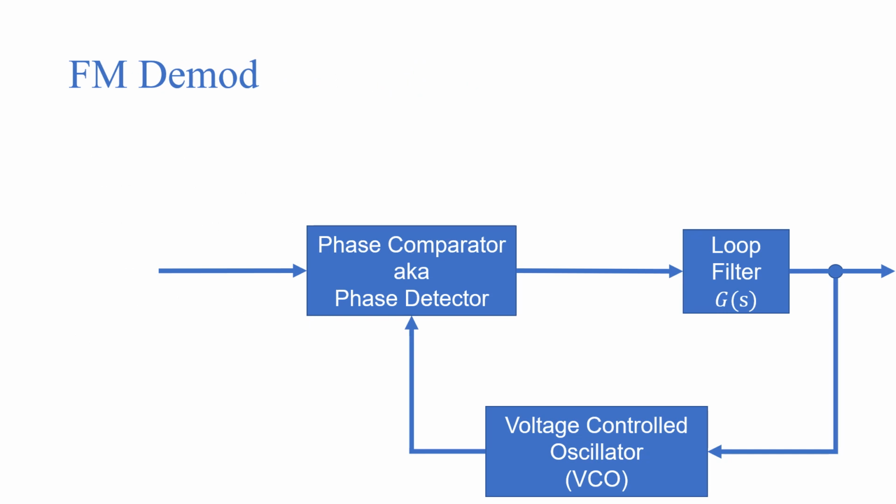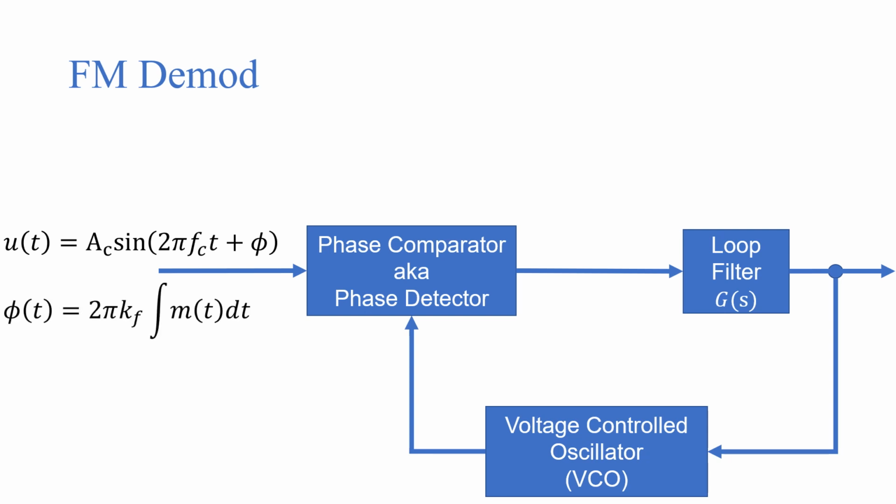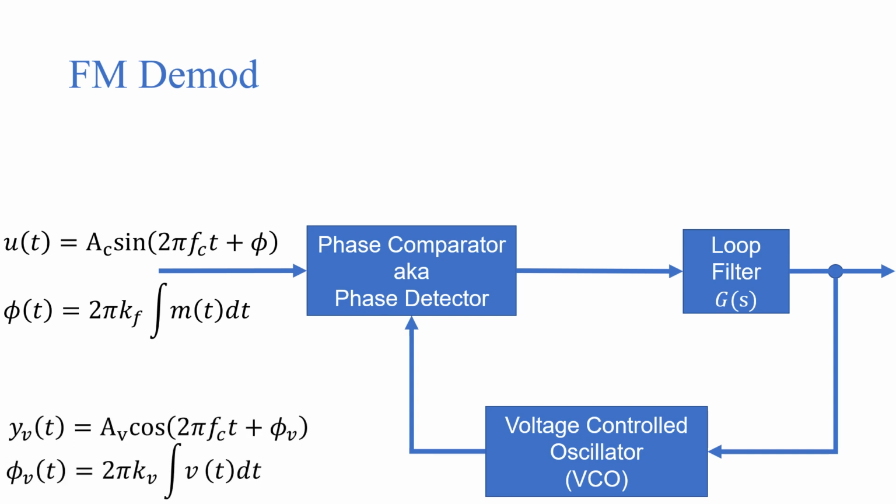To understand FM demodulation, assume an FM modulated signal u(t) is applied at input. The sinusoid carrier frequency is fc and its phase phi(t) is proportional to the integral of the message signal m(t). The frequency sensitivity kf determines the depth of the FM modulation. VCO output v(t) is another sinusoid with frequency fc and phase phi_v(t) proportional to the integral of VCO input v(t). VCO is just another FM modulator.